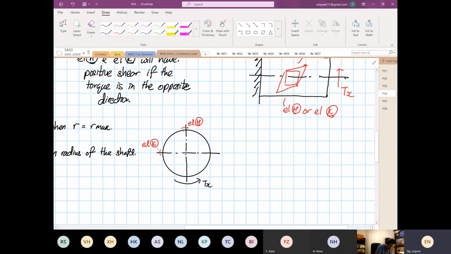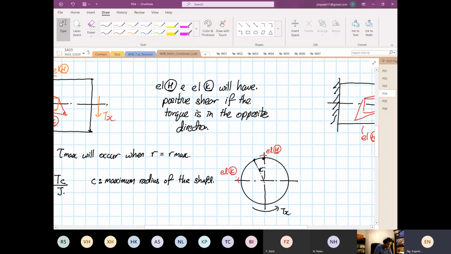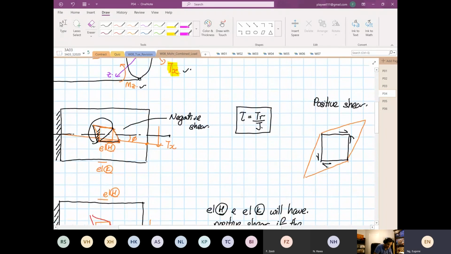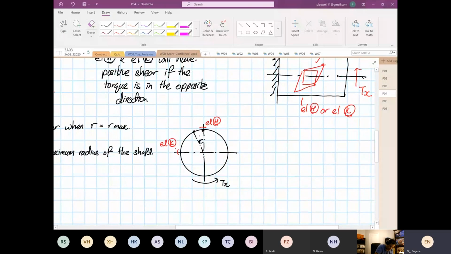Right? So the distortion, if this thing has been locked, element H, the point at element H, will want to twist in this direction, yes or no? So this twist over here, like what we have labeled earlier, this is our pi.